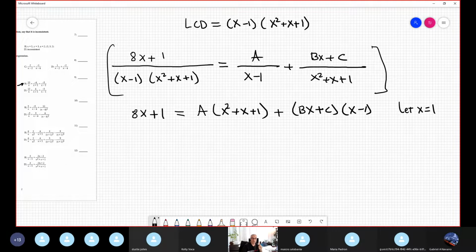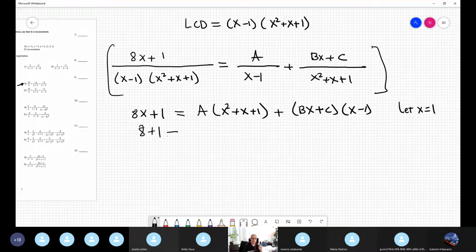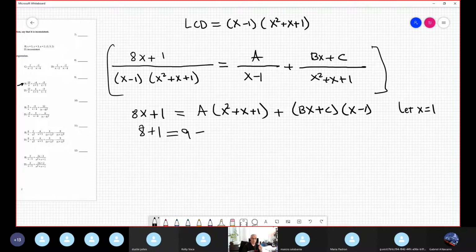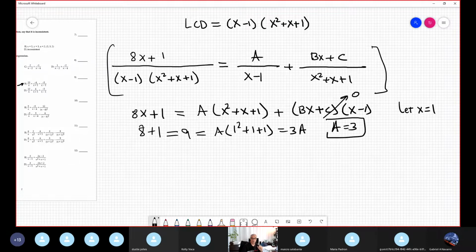So, 8 plus 1 is 9. This part is gone: 1 minus 1 is 0. And we have A times 1 squared plus 1 plus 1, which is 3. It's 3A. Therefore, A is 9 divided by 3, which is 3. At least we get that value.